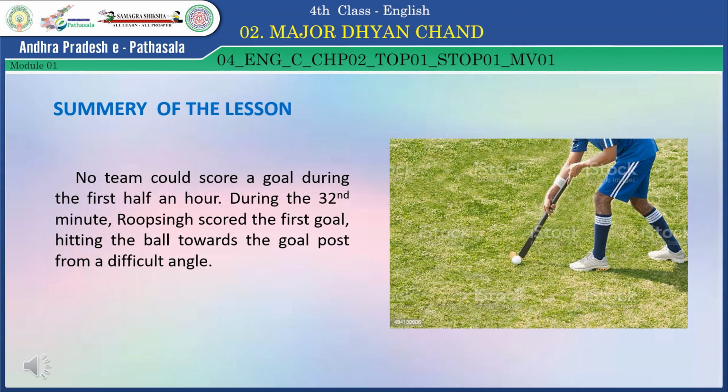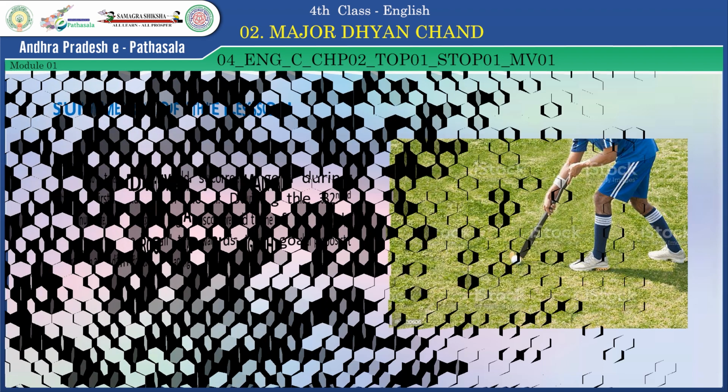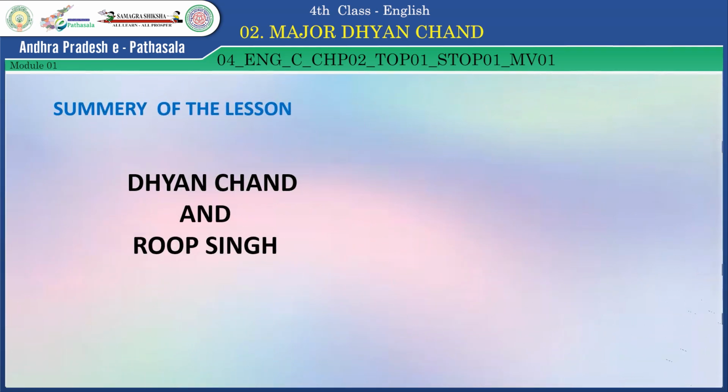During the 32nd minute, Roop Singh scored the first goal, hitting the ball towards the goal post from a difficult angle. Dhyan Chand and Roop Singh.